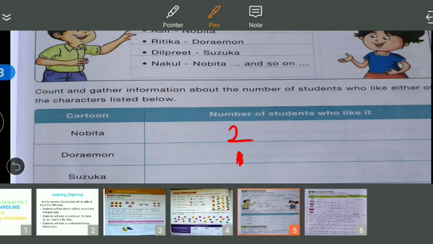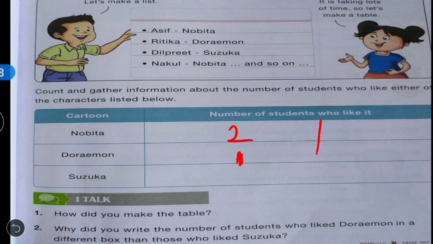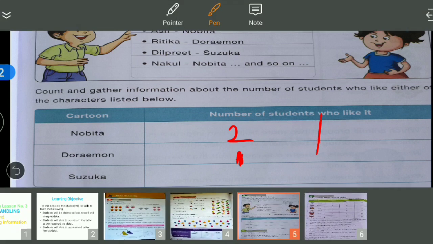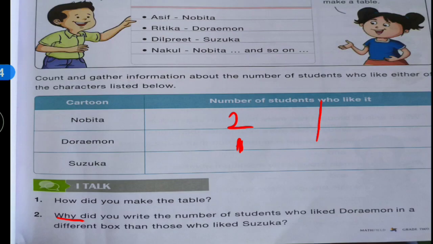Now children, here is the next question. How did you make the table? By using the columns and the rows. By arranging in columns and rows, you make the table by collecting the information and arranging it in tabular form.